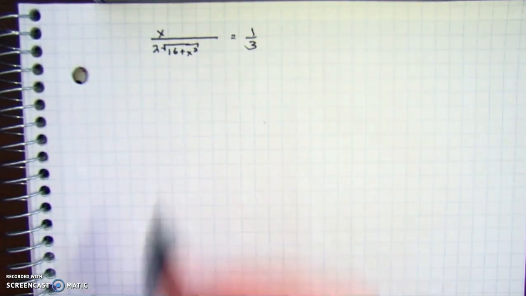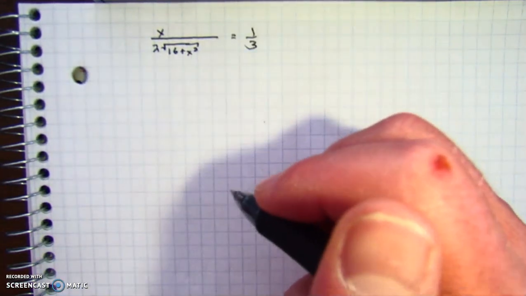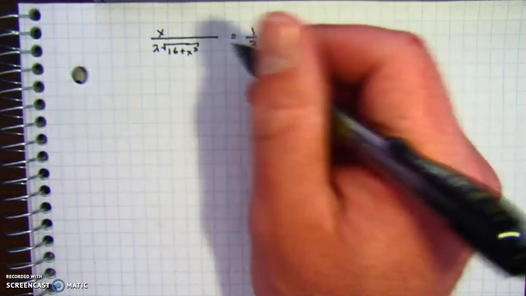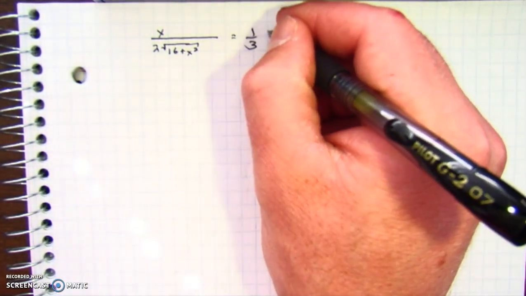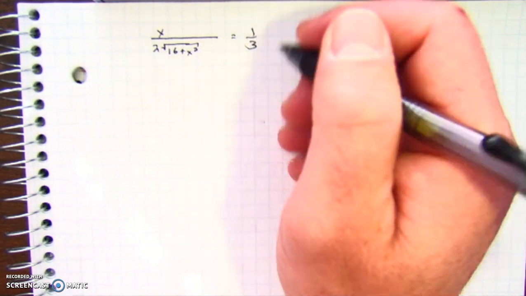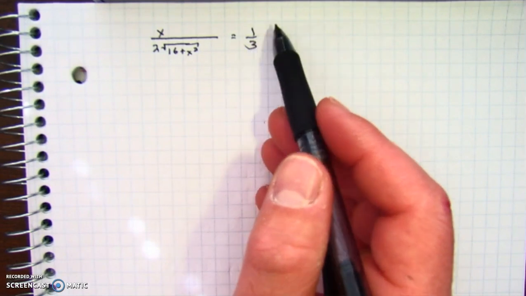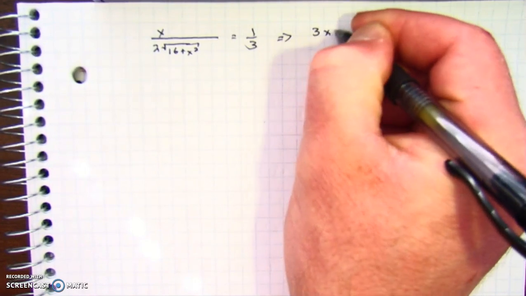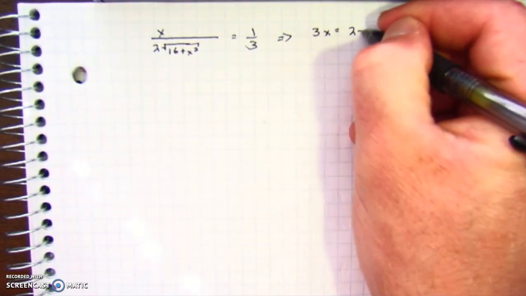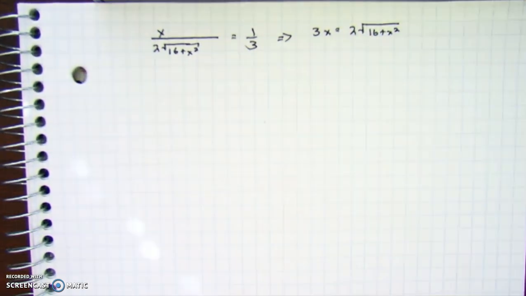All right, so remember we're solving for x. So let's go ahead and cross multiply to get rid of this stuff. Or I guess we could really, instead of cross multiplying, let's just multiply both sides by 3. So I'm gonna get 3 up here, oh, actually, never mind, scratch that. Yeah, let's cross multiply real fast. So I'm gonna get 3x equals 2 square root of 16 plus x squared.